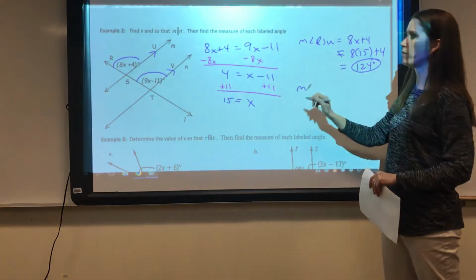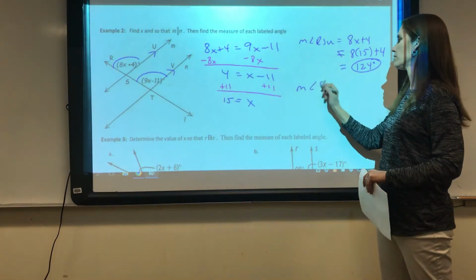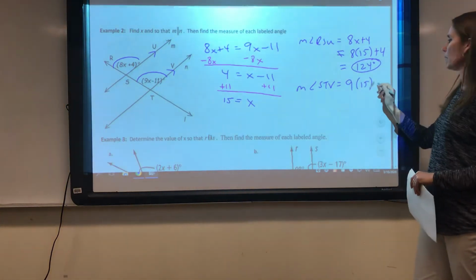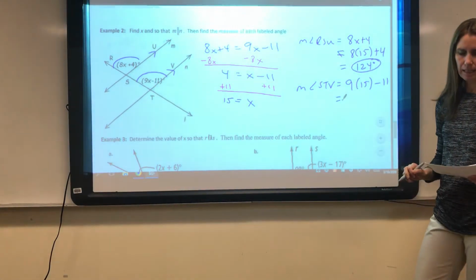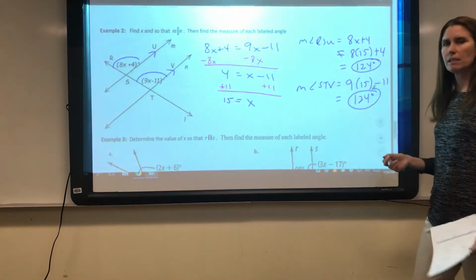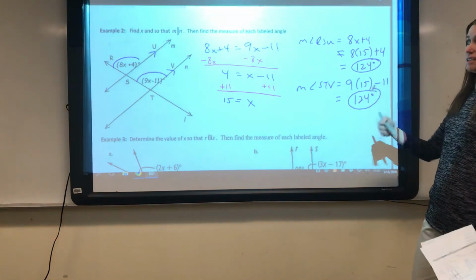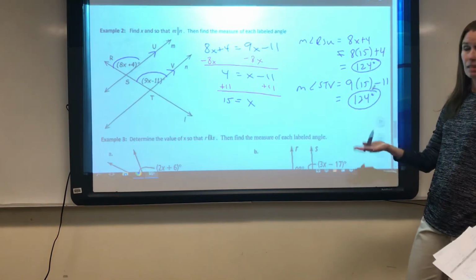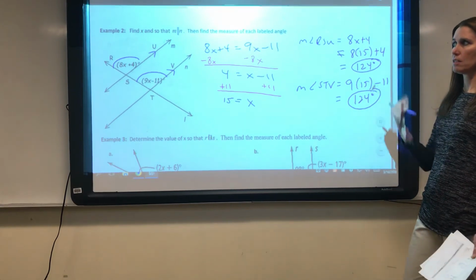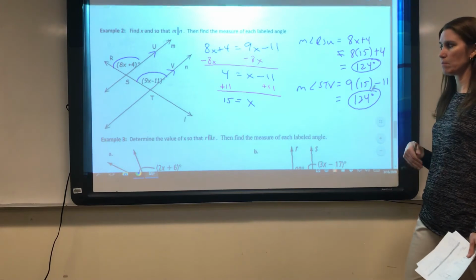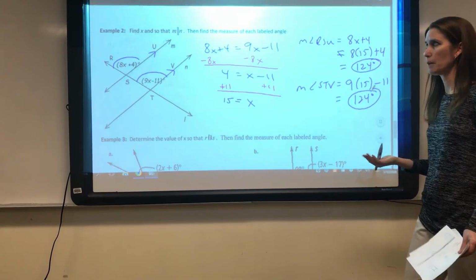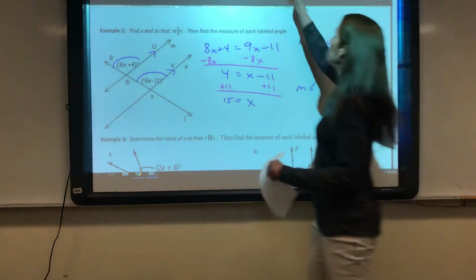Okay, if I go ahead and now figure out what angle STB is, then I've got 9 times 15 minus 11, and that gives me 124 as well. And I want to see if my answer makes sense. Does it make sense that they'd be the same? Yes, because they're corresponding angles, and we found the x value that would make them congruent to each other. And so that would make sense that the two corresponding angles would have the same measure and be congruent, and therefore the lines would be parallel from that. Okay? All right, one more.